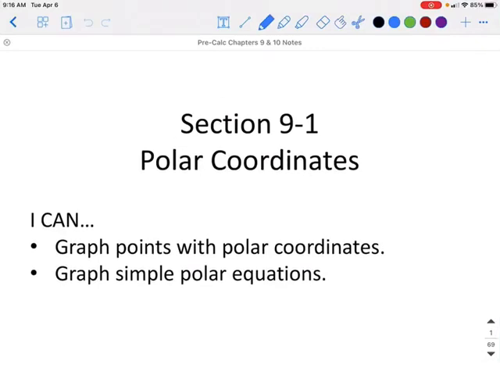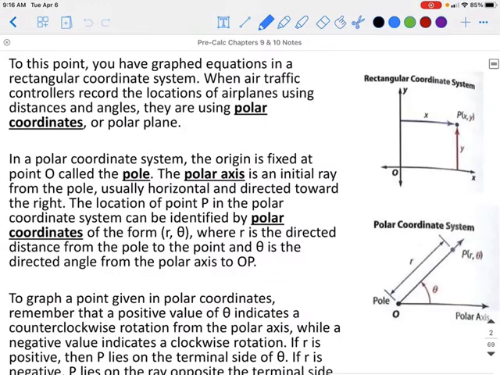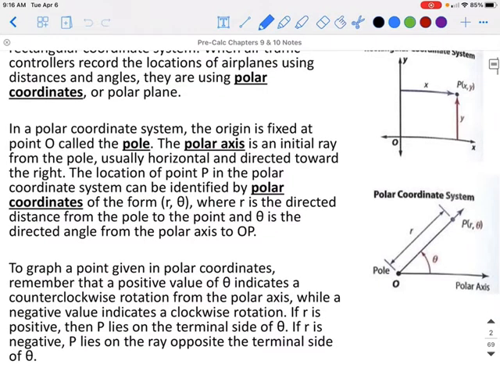This is section 9.1, polar coordinates. To this point, you have graphed equations in the rectangular coordinate system. When air traffic controllers record the location of airplanes using distance and angles, they are using polar coordinates, or a polar plane. In a polar coordinate system, the origin is fixed at point O, called the pole, and the polar axis is an initial ray from the pole, usually horizontal, directed towards the right.